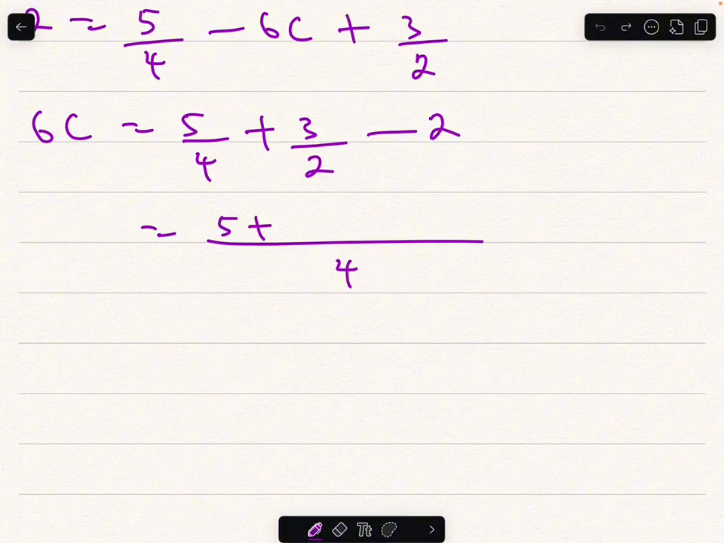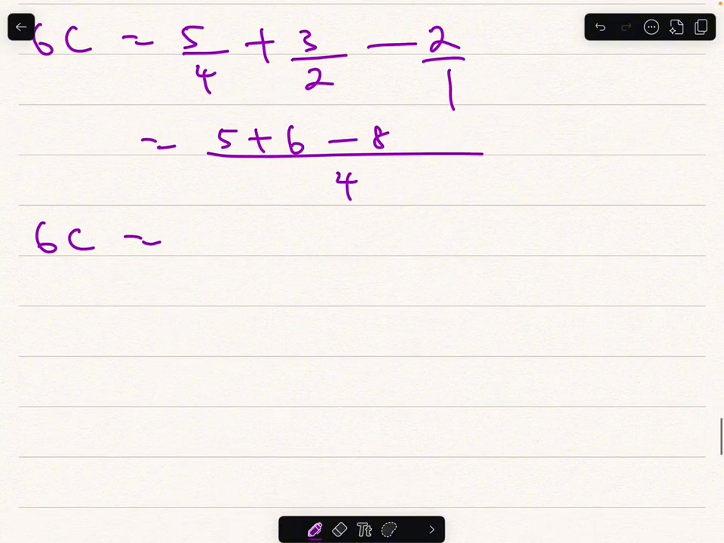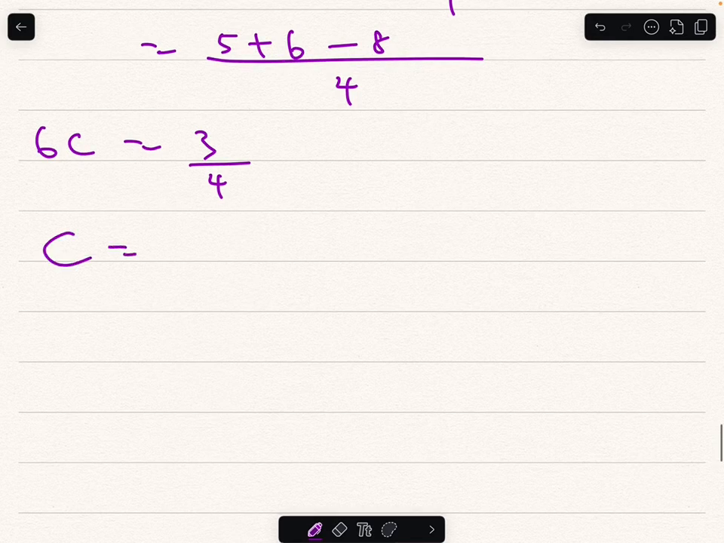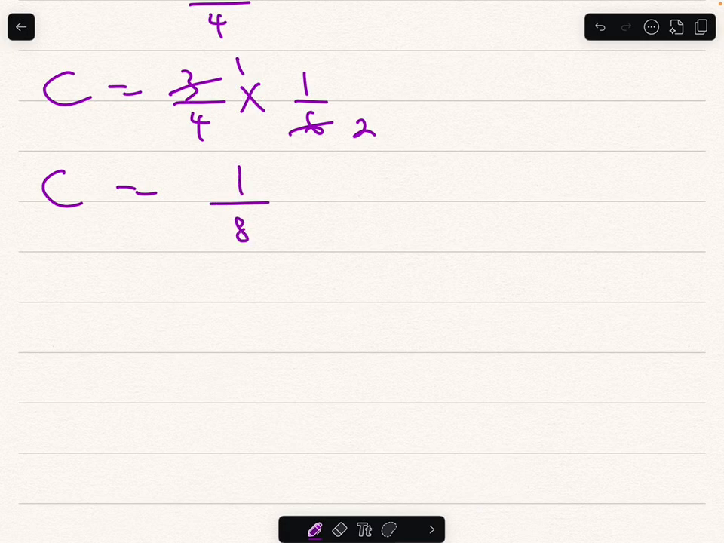2 times 3, 6, minus, this is 2 over 1. 4 divided by 1 is 4. 4 times 2, 8. So that simply means 6c equals 5 plus 6, 11. 11 minus 8, 3 over 4. And now we divide through by 6. That means c equals 3 over 4 divided by 6, which means 3 over 4 times 1 over 6. And that simply means c equals, 3 here 1, 3 here 2, and that's 1 over 8.